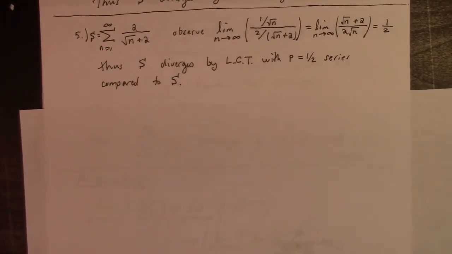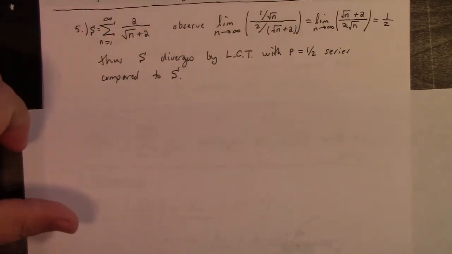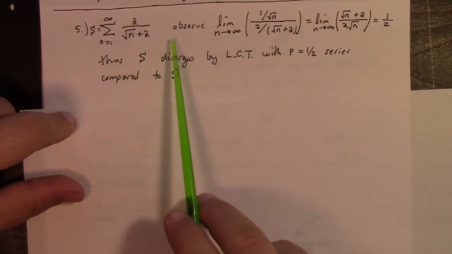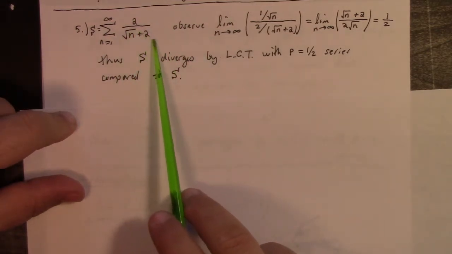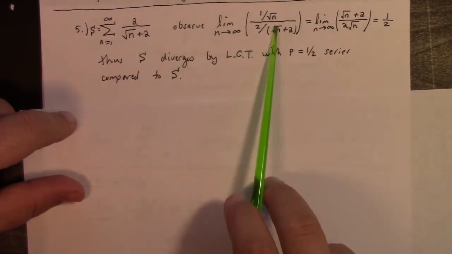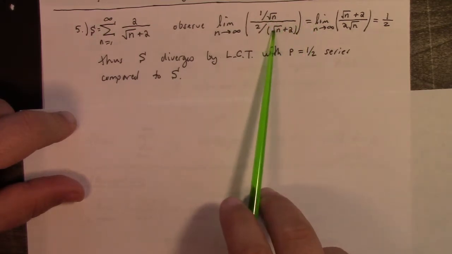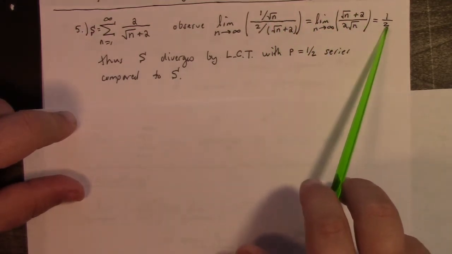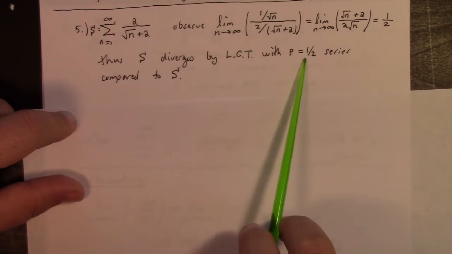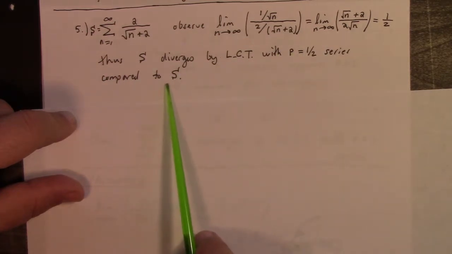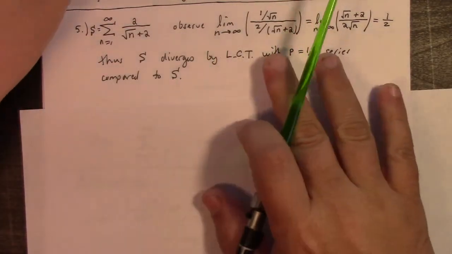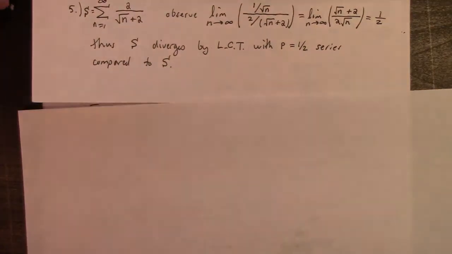Example 5. Here we have the sum from n equals 1 to infinity of 2 over root n plus 2. And I think I'm doing a limit comparison to the p equals 1/2 series. So I get that works out to 1/2. Thus, S diverges by limit comparison with the p equals 1/2 series. Hey, this is a rerun. My example 3 was already like this. Oh well. This could happen, you know.